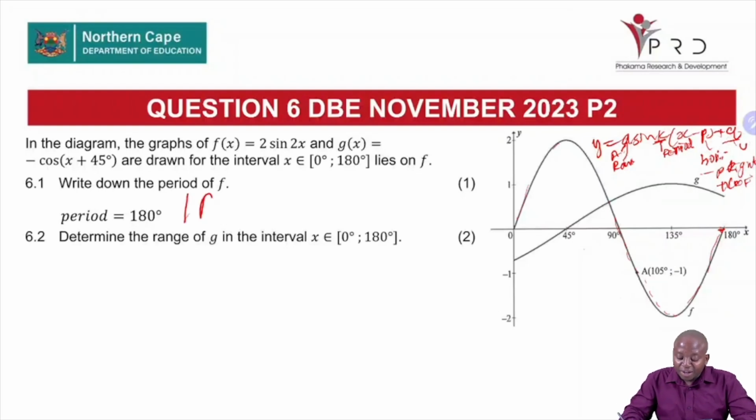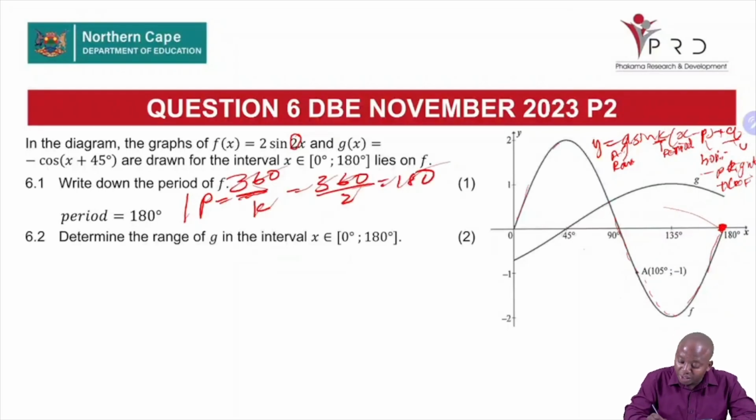So period is how many times a complete graph or function will repeat itself. It's just saying where will it repeat itself? It repeats itself after 180 for this one. Right. So the period is 180.